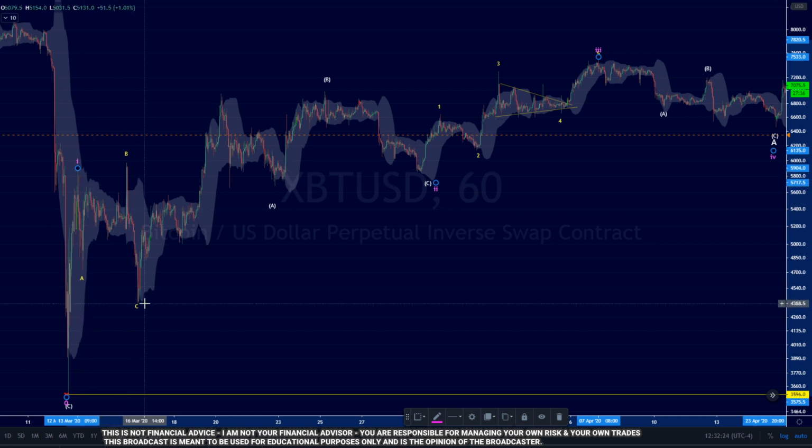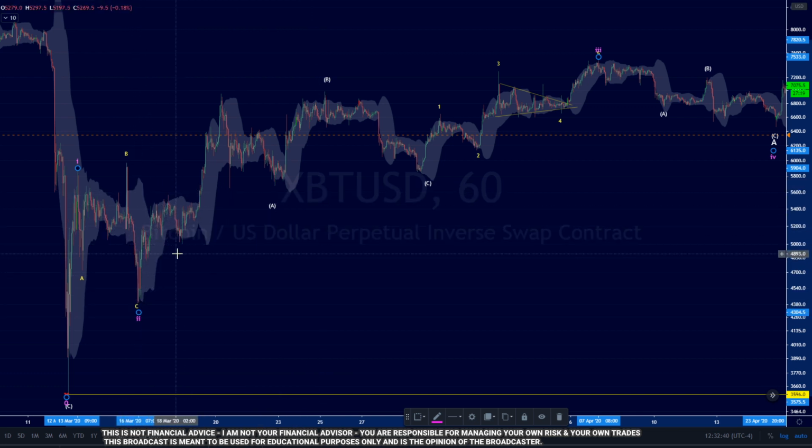We have an ABC into our 2. So I think that the 2 is right here. I think this is a perfect example of an expanded flat, an ABC down here into the 2. Now, this is where things get tricky. Okay, what do we have here?